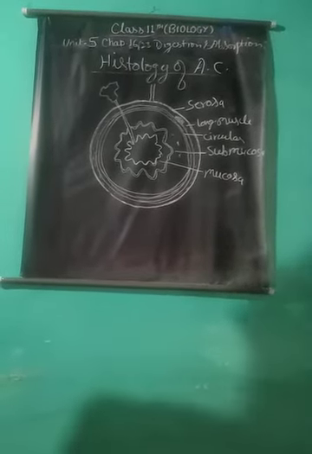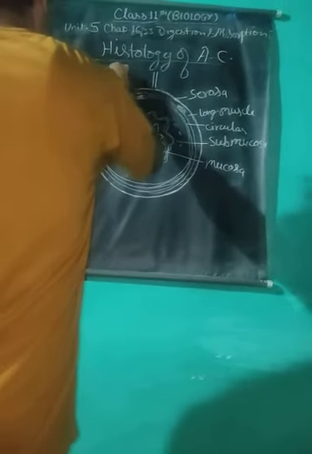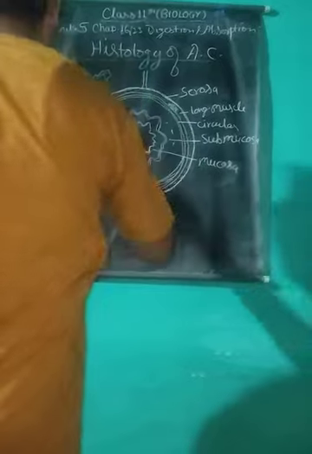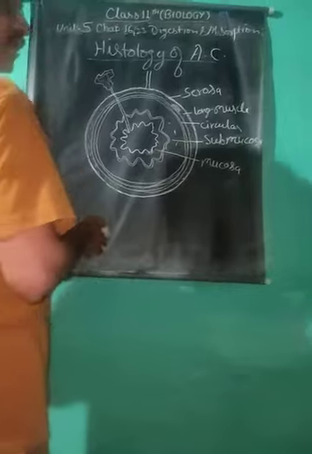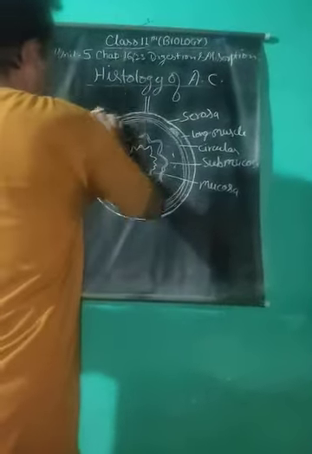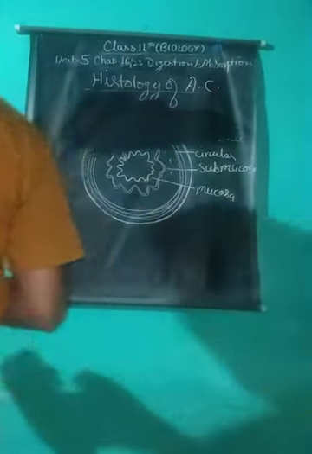So this is the general histology of the alimentary canal, which is found in all parts of the alimentary canal with little differences. Now we have to read the histology of different parts of the alimentary canal, starting from the esophagus. Histology of esophagus.